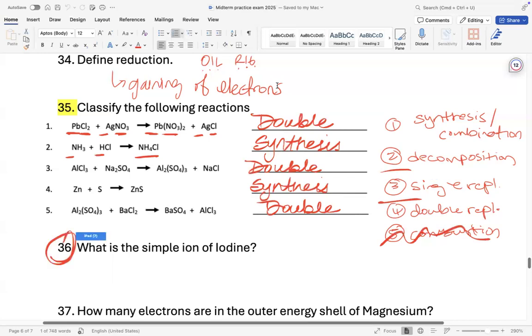So 36, what is the simple ion of iodine? It is -1. So this is something you're going to get from your periodic table. So when you print off those periodic tables or you come and get a periodic table the day of, you're going to want to write down the simple ions on the top of the periodic table. So we did this in the last video when we were solving for question 25. All right.